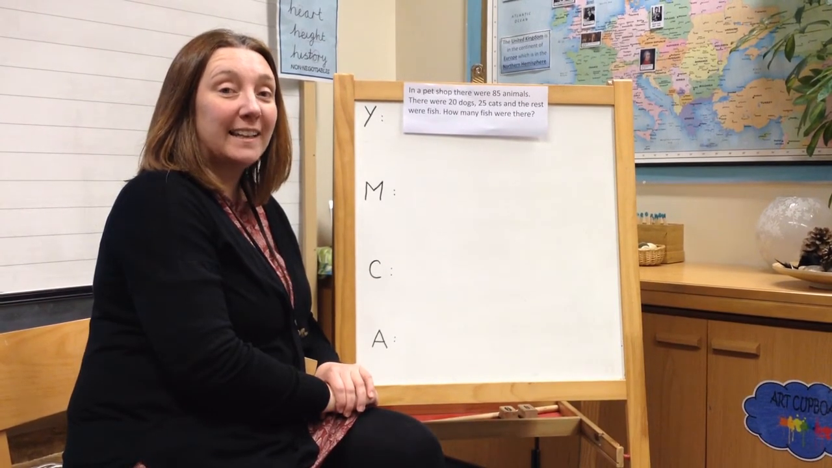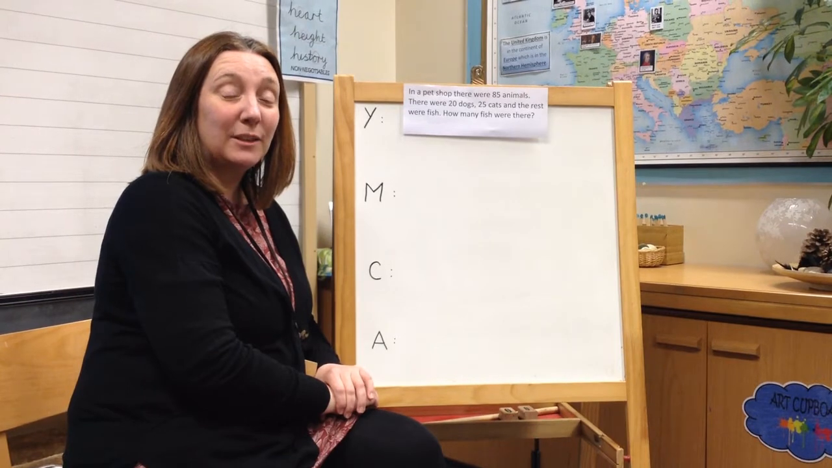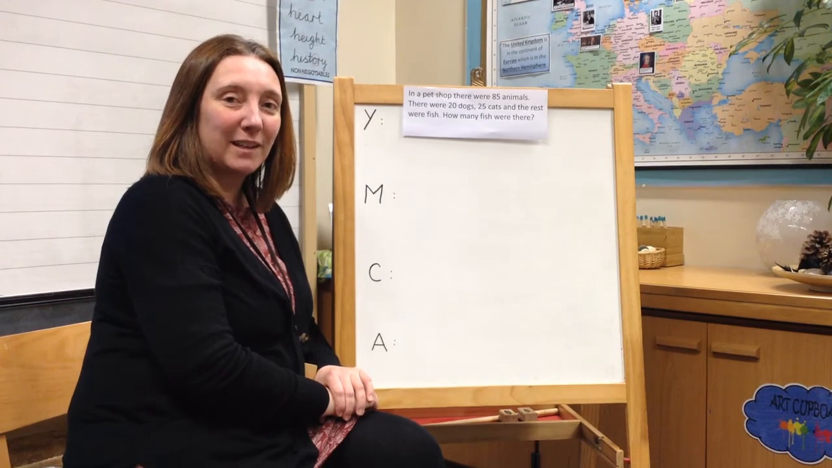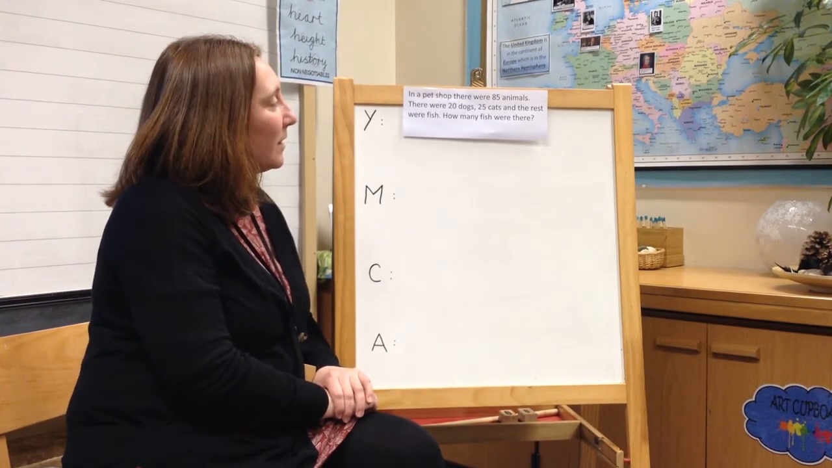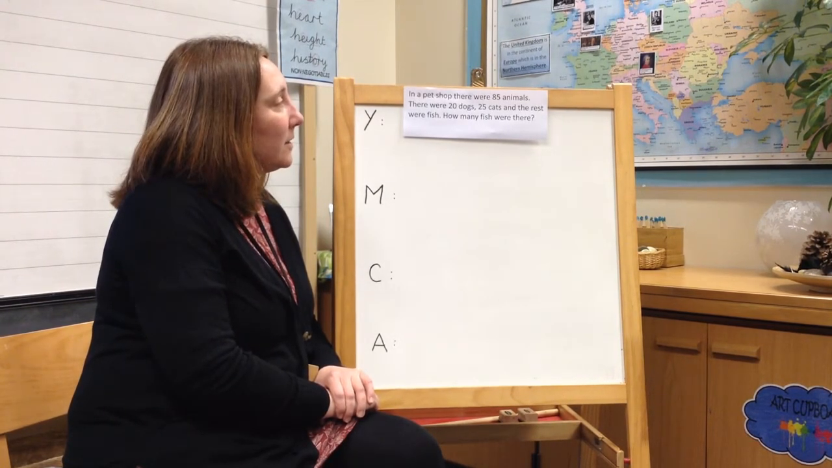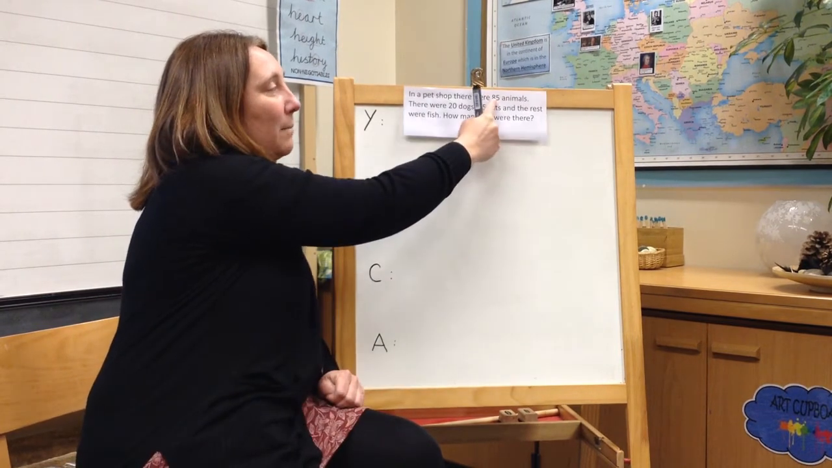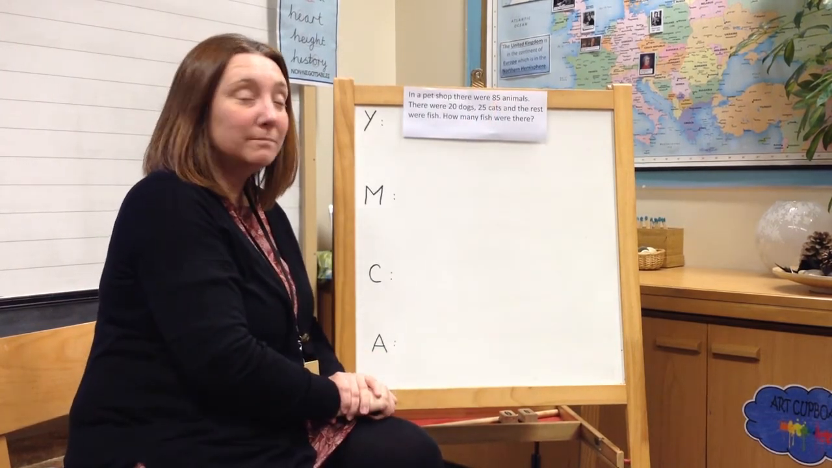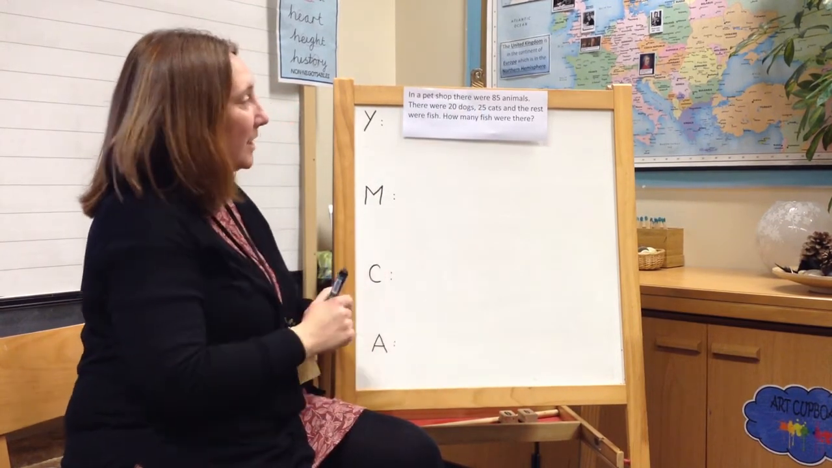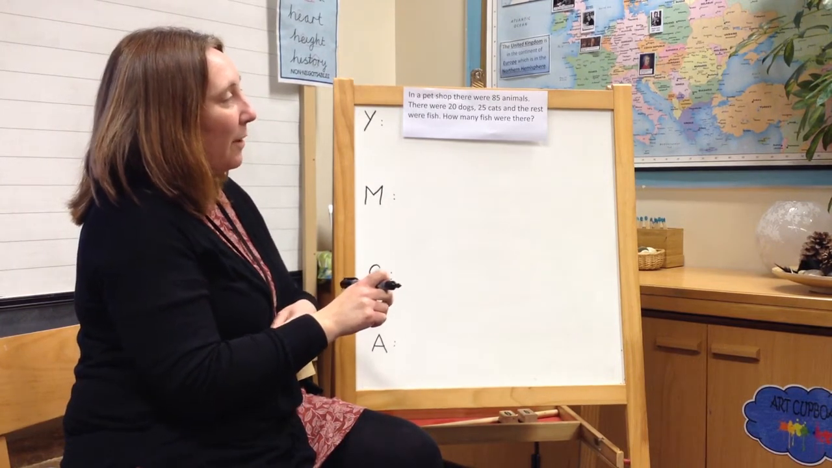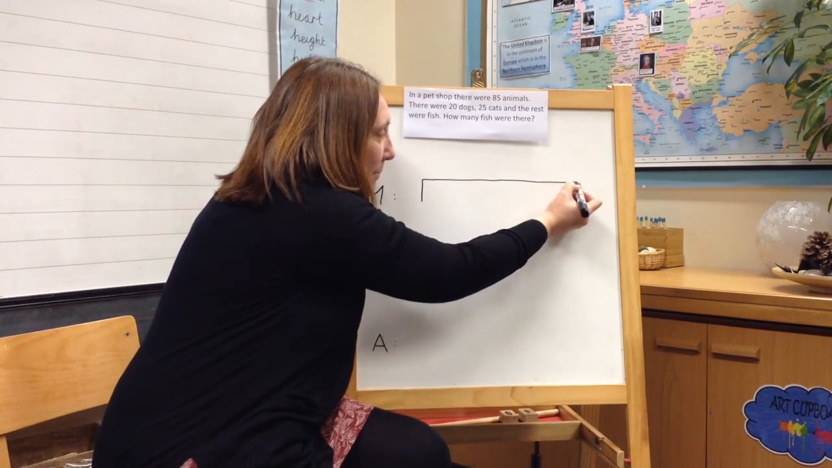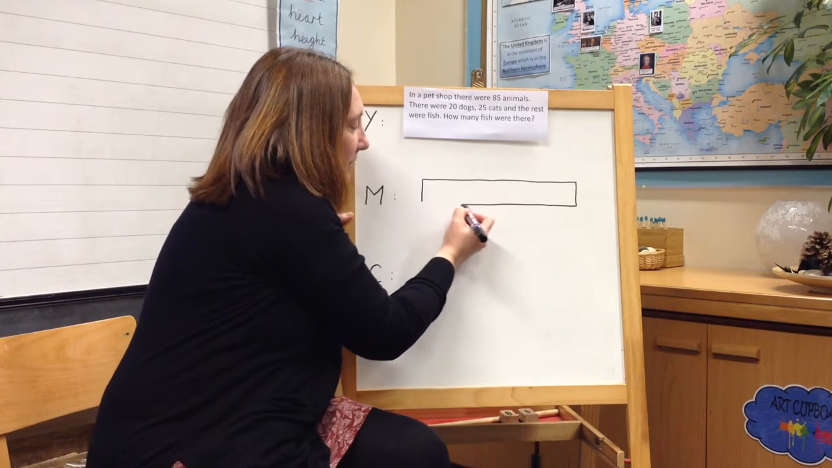Now for extra challenge, you'll notice that this word problem involves 2 steps. We're going to have to do 2 calculations. Let me show you. I can tell again that this is a part whole problem because we've been told how many altogether. That's the whole, and we've been told parts of that whole. So let's model it. In a pet shop, there were 85 animals. So my bar needs to represent the 85 animals.